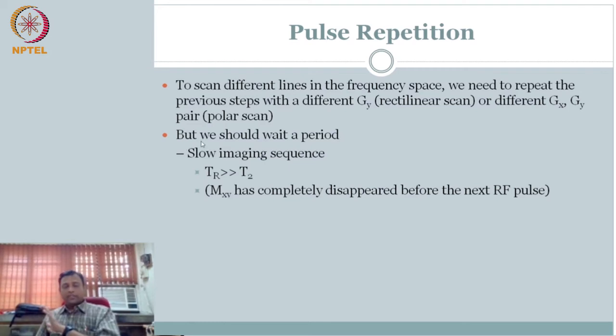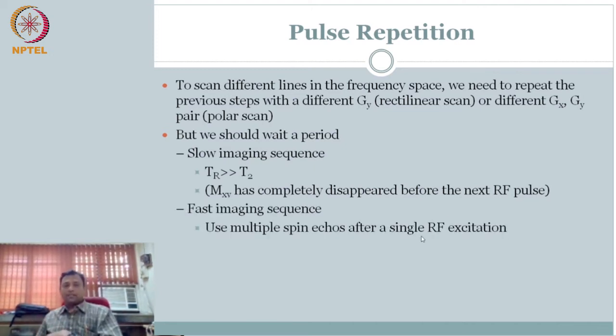So if it is slow imaging, no problem. In slow imaging, you wait for a long time so that TR is far greater than T2. MXY has completely disappeared, and then you apply the next one. So in a slow sequence, whatever we covered, you just repeat. But that might not be the case for a fast imaging sequence.